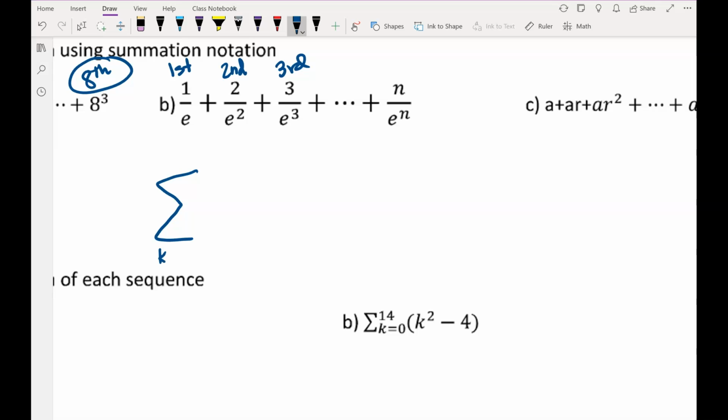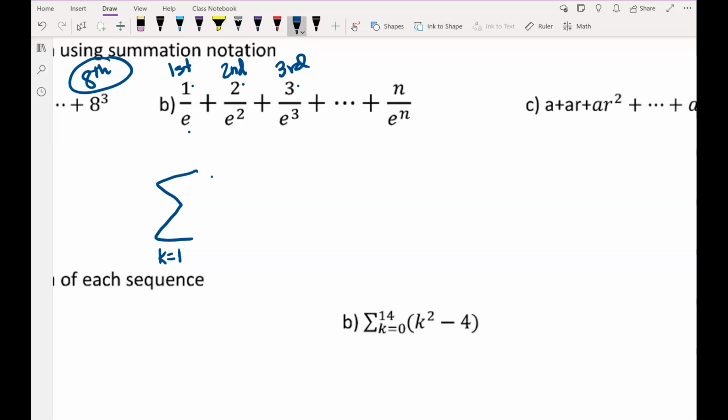And again, as I told you already, I normally start with k equals 1. When k is 1, it looks like it's 1 over e. When k is 2, it's 2 over e squared. When k equals 3, 3 divided by e to the 3. So if you look at the pattern, which is what math is, right? Math is a pattern of science.